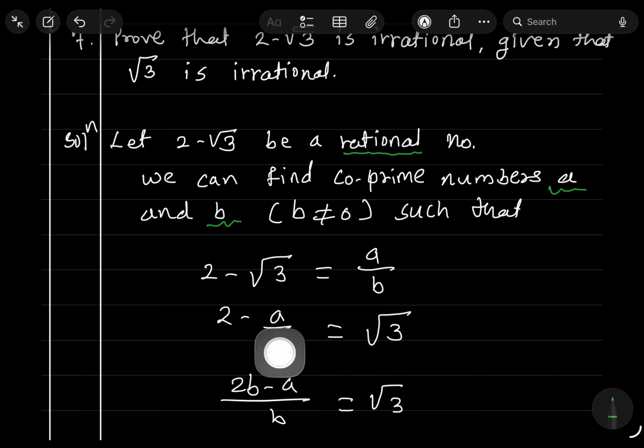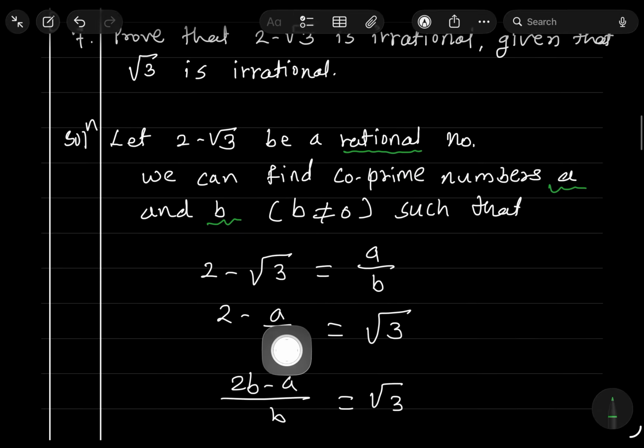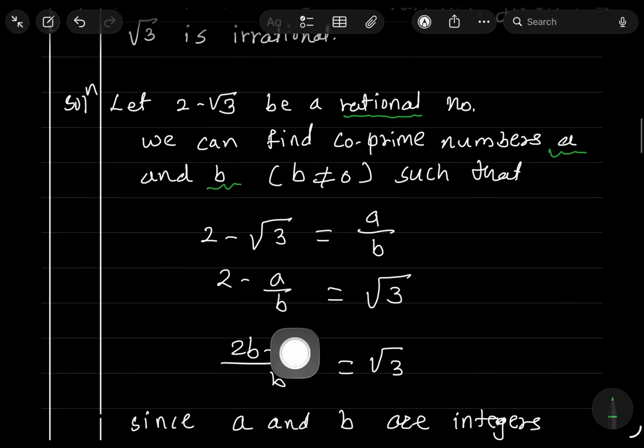Now the next step, this minus root 3 is transposed to this side, so it becomes plus root 3, and a upon b is coming to this side, transposing it becomes minus a upon b. Then here see, the denominator we have to make the same. So here 1 is there, so the denominator is b. Here multiply by b, here multiply 1. So here see, 2b minus a upon b equal to root 3.